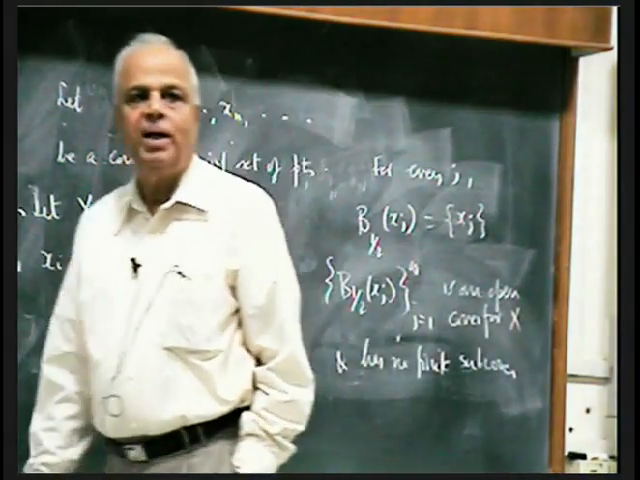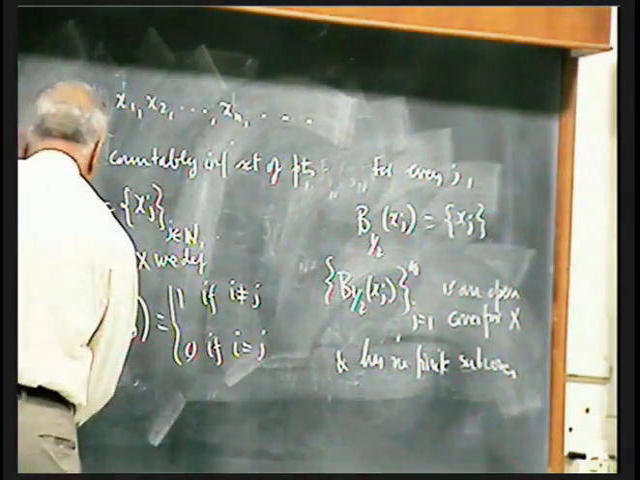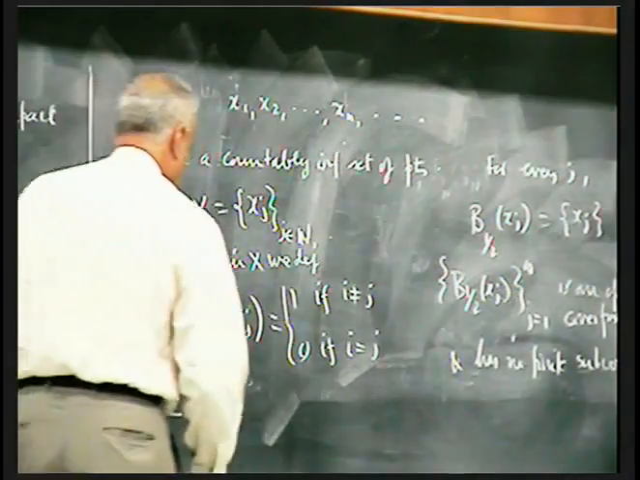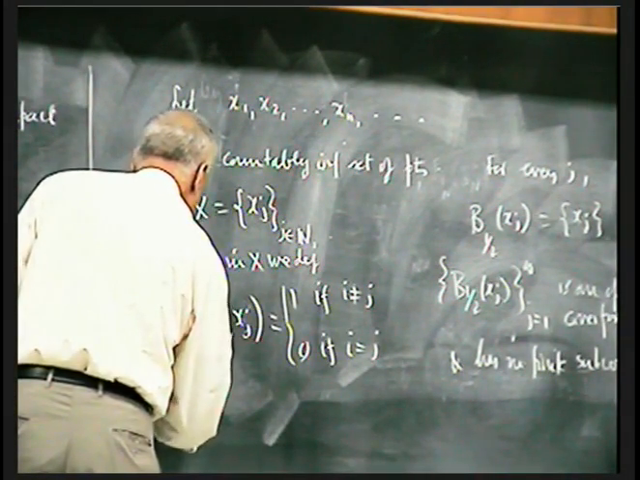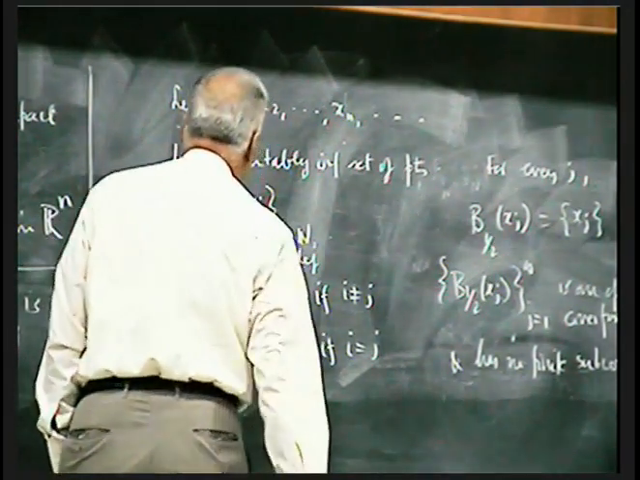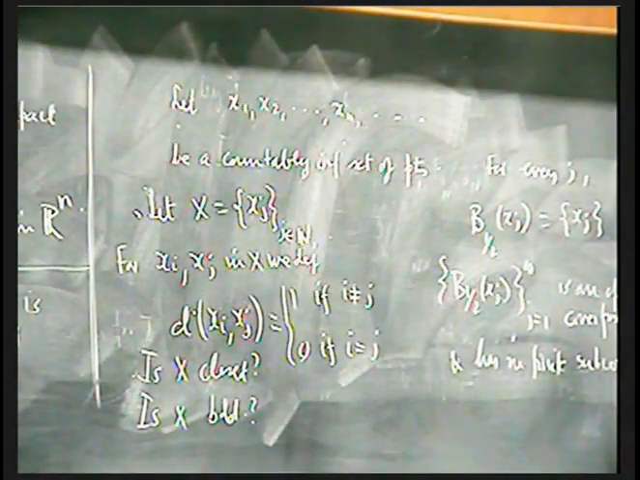Why does it have no finite subcover? Because if you take a finite number of them, you will get only a finite number of points, because each ball is going to give you only 1 point. A finite number of them will give you only a finite number of points, but your X has an infinite number of points. But is X closed? Is X bounded? These are some tricky questions. I'll leave it, do more, and then come back to this.